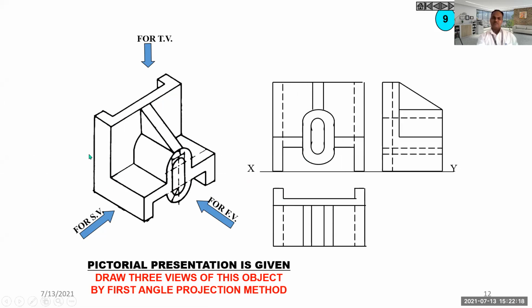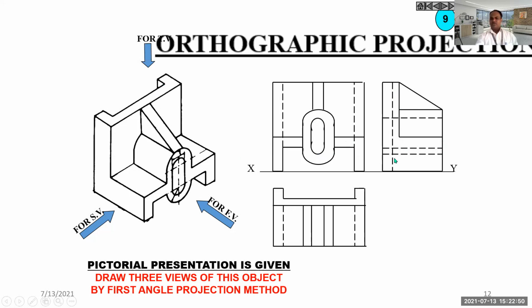And in case of side view, we can see this L-shaped portion, this rib, and this circular portion as a rectangle. And then we are going to show the dotted lines for this particular point. We are going to have this dotted line. For this particular point, we will have this dotted line. And for this particular edge, we are going to see one dotted line. For this edge, we are going to see this dotted line in side view.